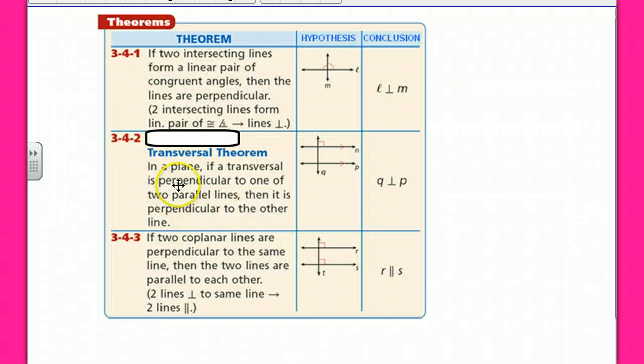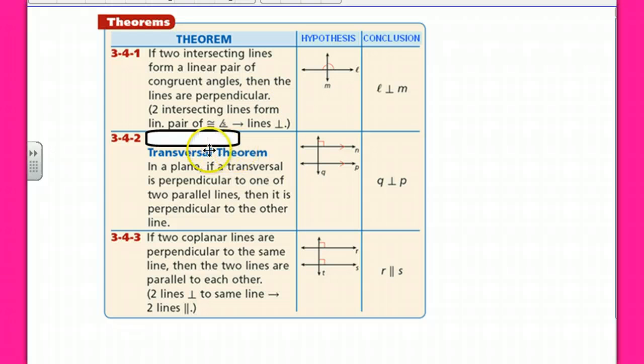Good. Okay, so here are some theorems that we're going to use in proving some statements ahead, and they have to do with our perpendicular lines. So the first theorem is if two intersecting lines form a linear pair of congruent angles, then the lines are perpendicular. So if we have a linear pair of congruent angles, what is the measure of each angle? Because a linear pair forms supplementary angles, right? So we're talking, without saying it, about two right angles, two 90-degree angles, okay?